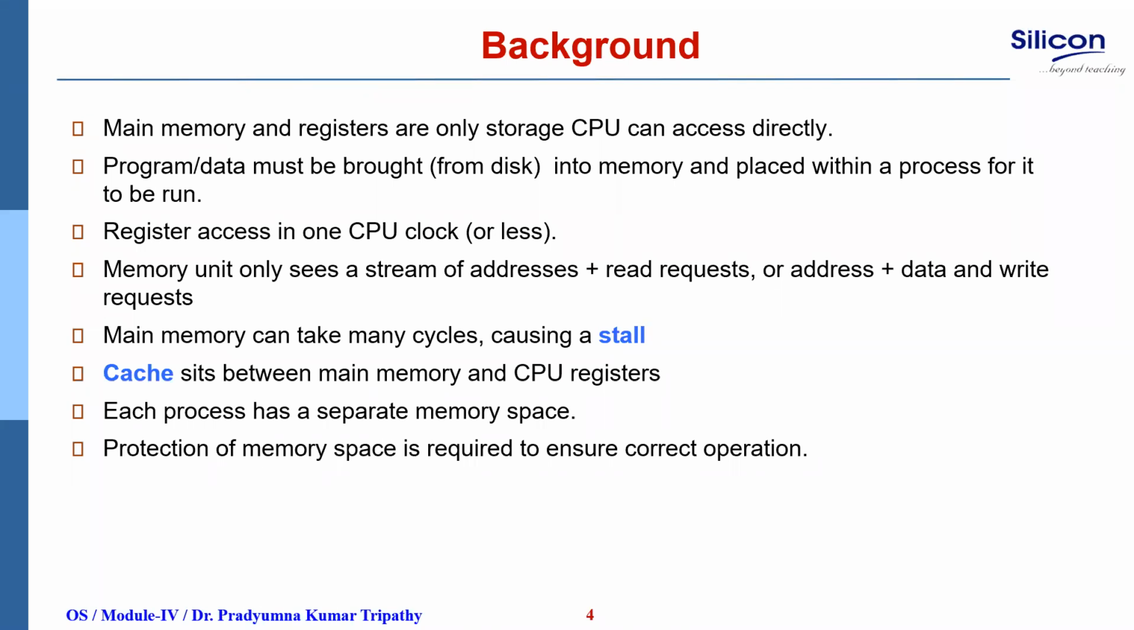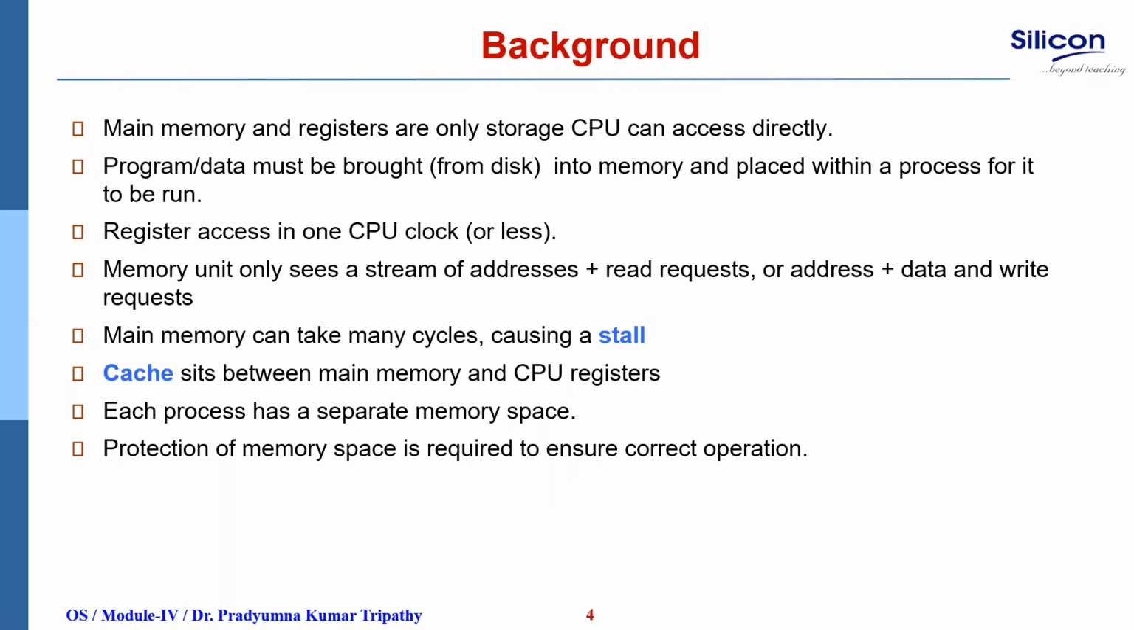Register access takes one CPU clock or less. The memory unit only sees a stream of addresses for read requests, or an address with data for write requests. So the memory unit will handle whether we are writing into the memory or reading data from the memory. Only two operations we do in the memory: either we are reading from the memory or writing data into the memory.